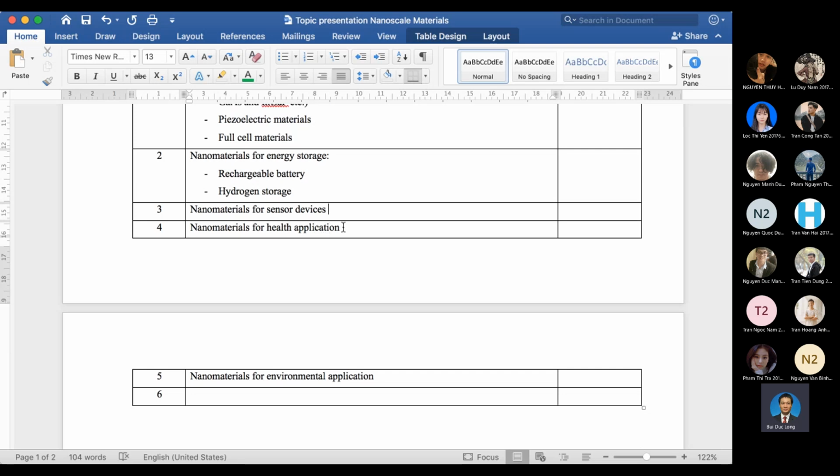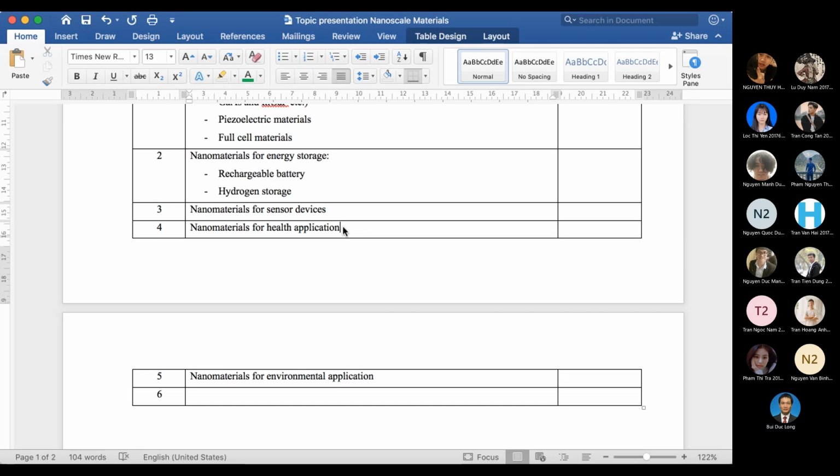And you can choose a nanomaterial for health application. For example, there are many nanomaterials for health application. A material can be used to replace the bone. If our body's bone has some defect, for example cancer, or the bone breaks down, we need to replace it. So we have some material to replace it, or to join separate bones in our body. So you can also choose that kind of material for health application.